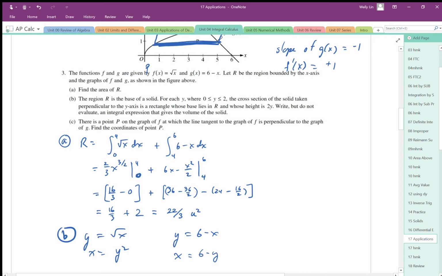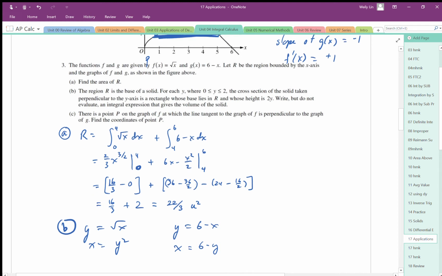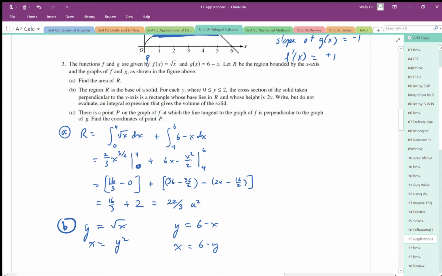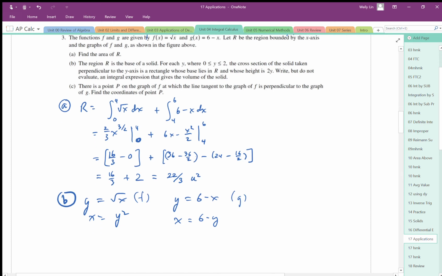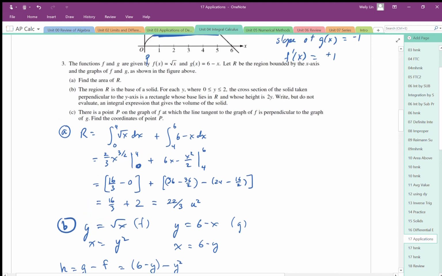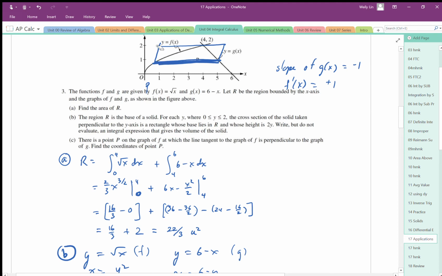So that represents g, and we want g minus f. I'm just going to put in here, this is our g, this is our f. To get the horizontal positioning, I'll call it h, which is going to be g minus f, which is equal to 6 minus y minus y squared. Okay, so that's my horizontal position. That's going to be that horizontal line here. And to get the area, we're going to multiply it by 2y.